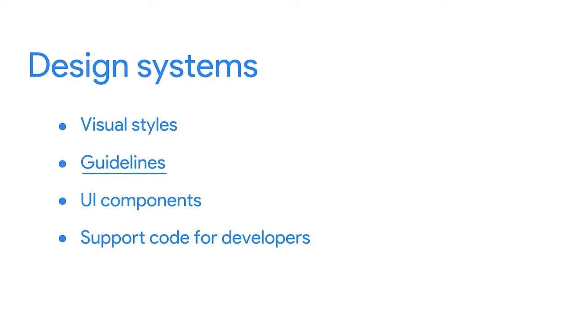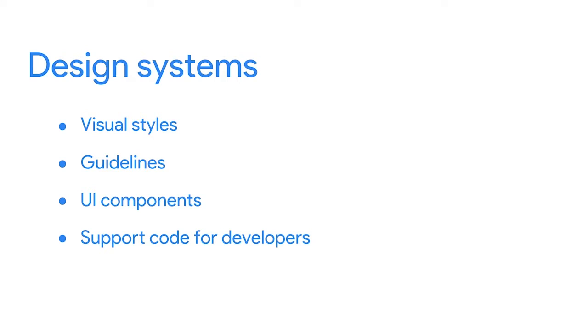Next are the guidelines. This is where the design principles, editorial guidelines, and implementation guidelines are defined. Clear rules about how certain components or styles should be used within a product help designers stay consistent across all of their work. After that, there's UI components, which are interface elements and features that are consistent across a brand or product.